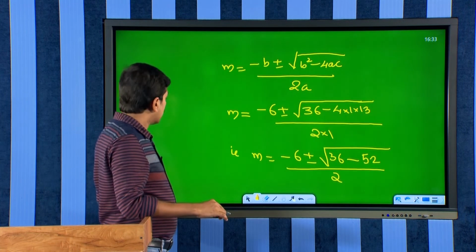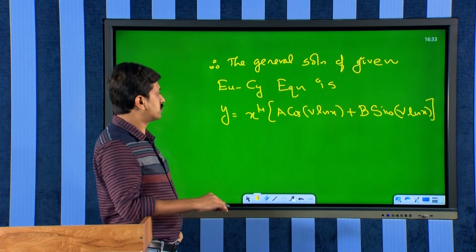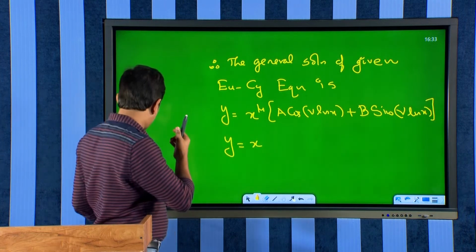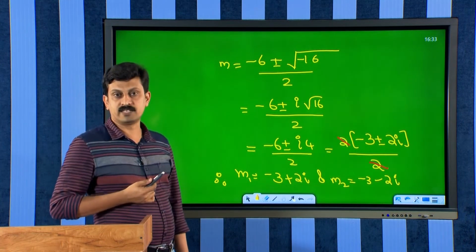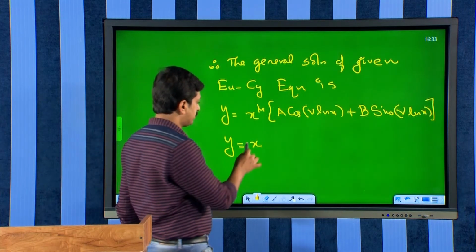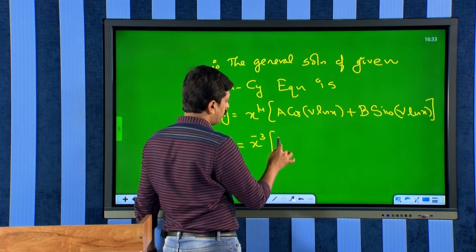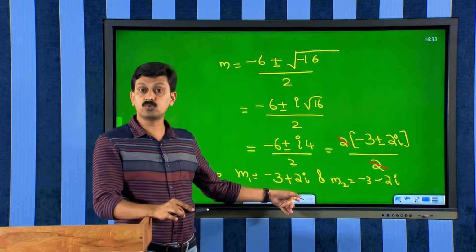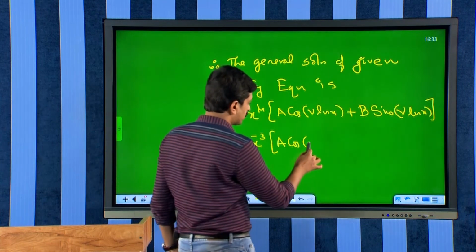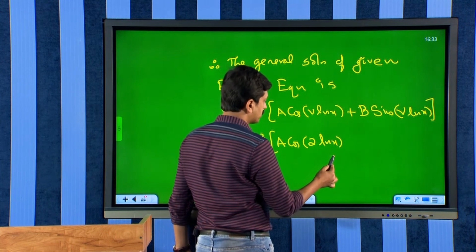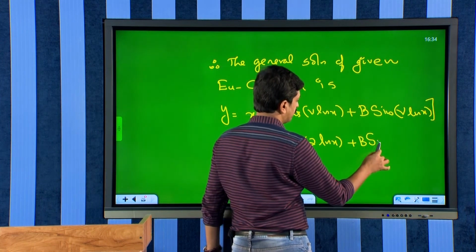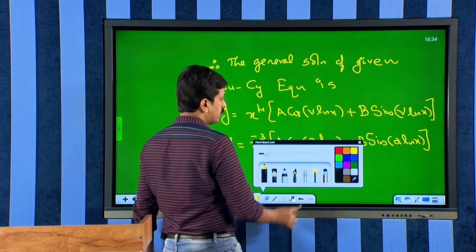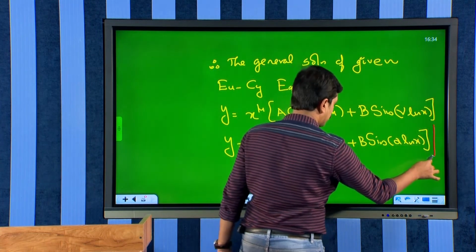See, dear students, therefore, we can replace the values. The general solution y is equal to x raised to mu, the real part, minus 3, so x raised to minus 3 into a cos nu log x, where nu is the imaginary part 2, so a cos 2 log x, plus b sin 2 log x. Now this is the general solution.